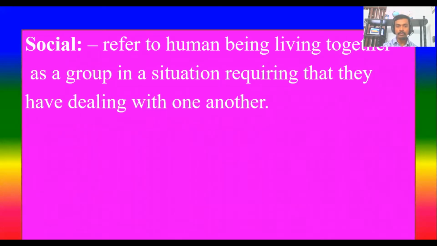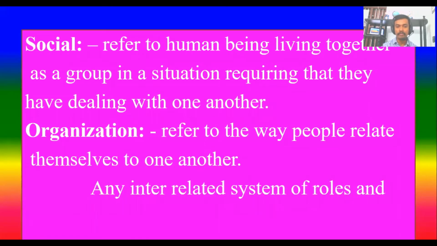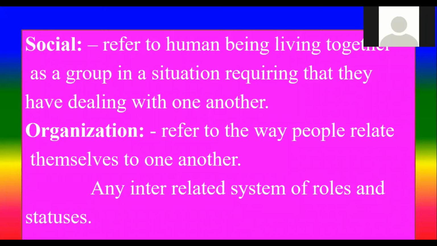Social refers to human beings living together as a group in a situation requiring that they have dealings with one another. Organization refers to the way people relate themselves to one another, and any interrelated system of rules and status, role and status.